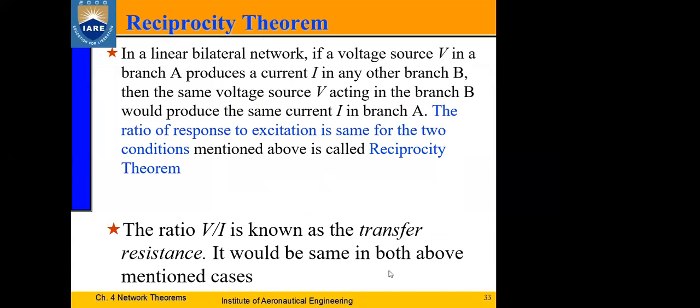So next comes the reciprocity theorem. Fine. So what does it mean by reciprocity theorem? What does the statement mean?